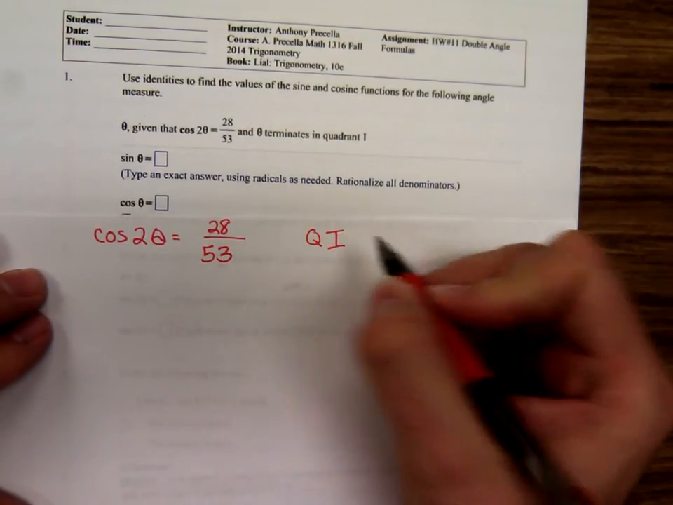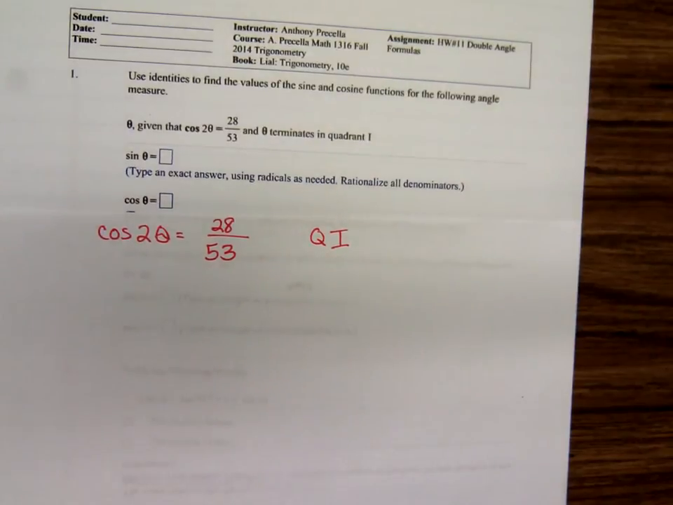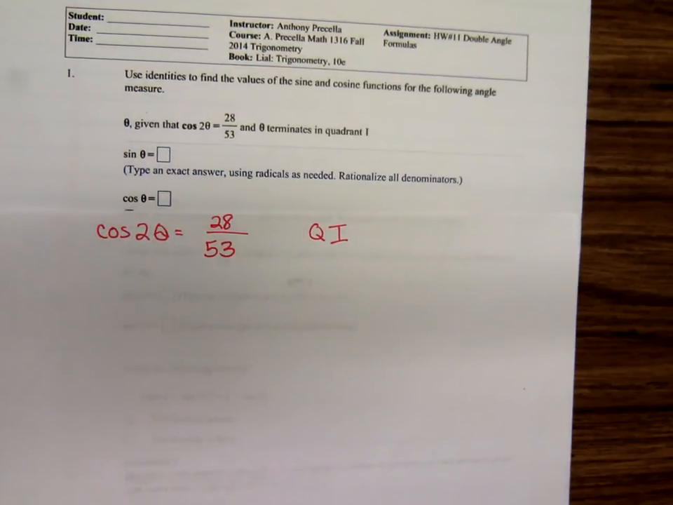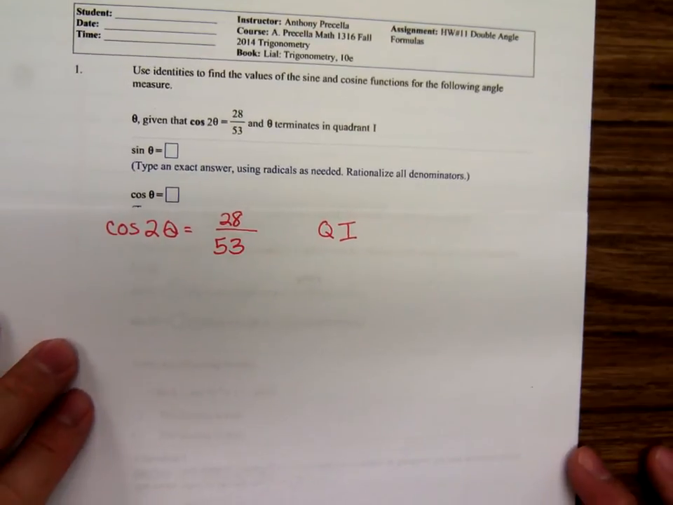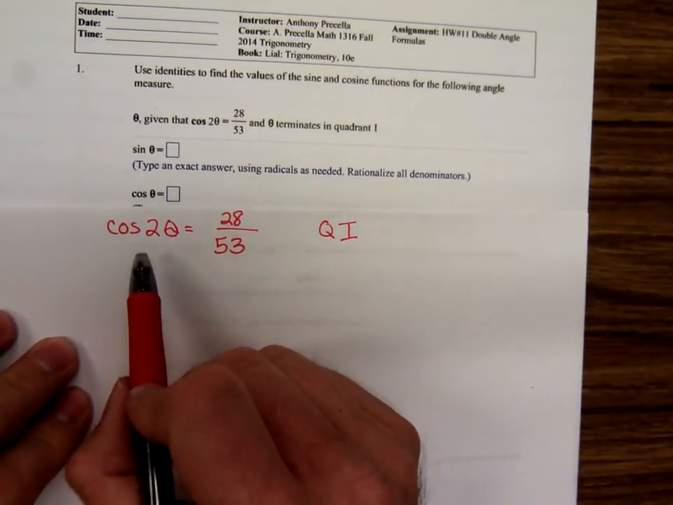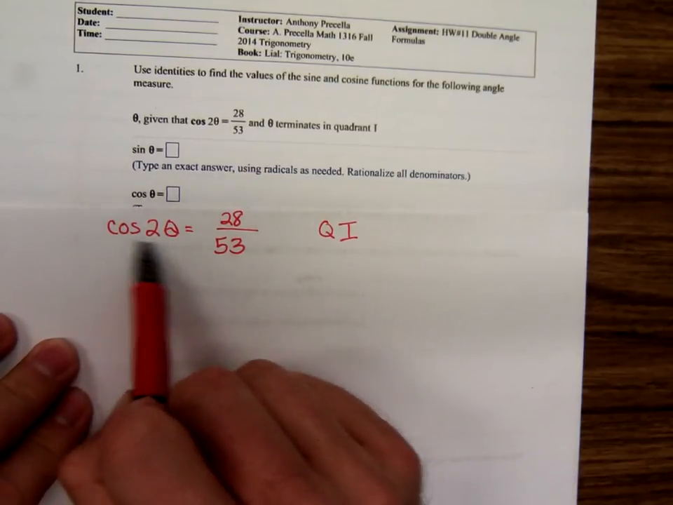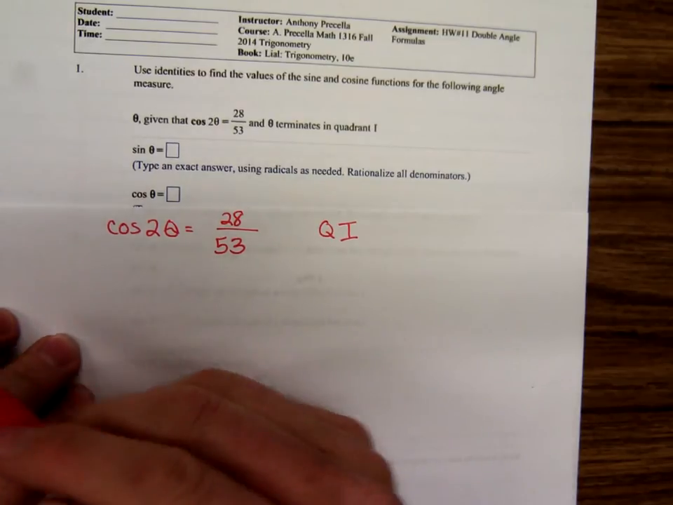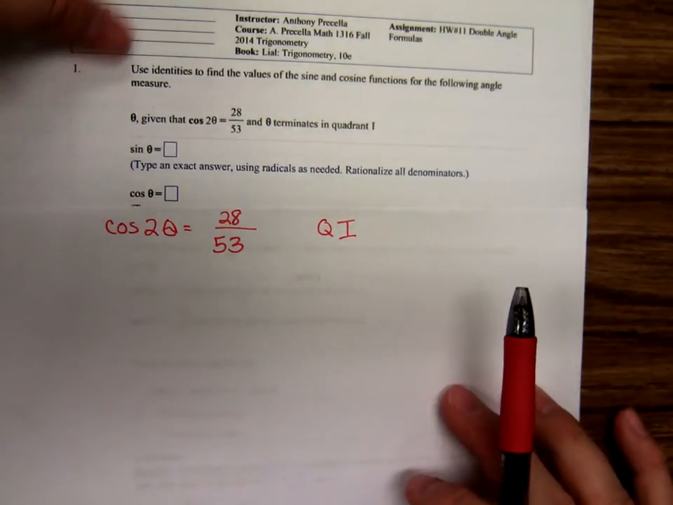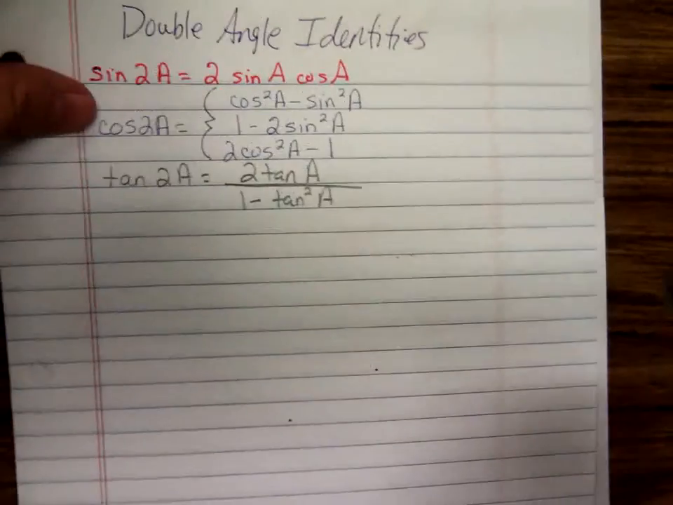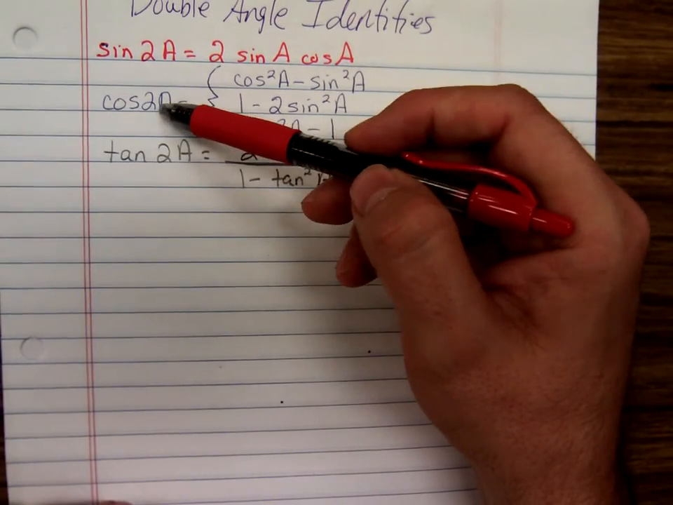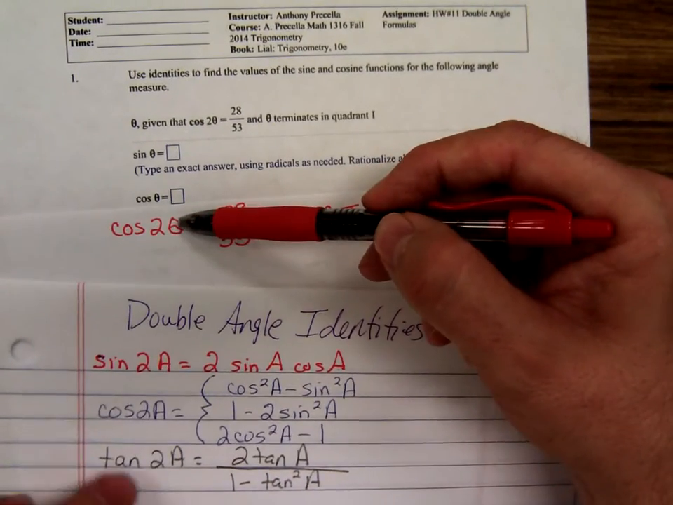This is an example of one of those problems you probably wanted to use your calculator on and probably wind up as a take-home problem rather than an in-class problem. Okay, so we're trying to find sine theta and cosine theta. And what we're given is this cosine 2 theta. So that brings to mind the double angle identities for cosine, since we're told cosine 2 theta equals.